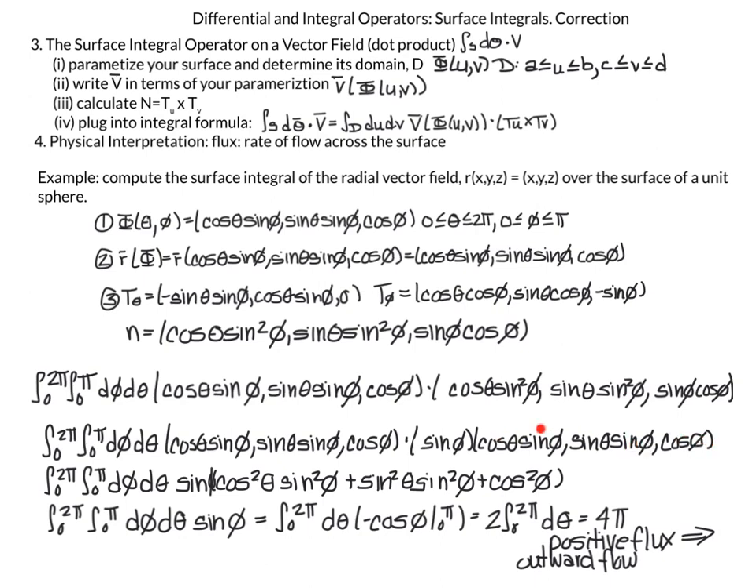Then I dot this with my radial vector field r, and I keep my sine phi out, and the dot product of these two vectors simplifies to 1, so that totally simplifies my integral to just the integral of sine phi. I do the integral and I get a positive 4 pi, which means the flux is positive, which means we have an outward flow, which is now consistent with my radial vector field that points outwards.